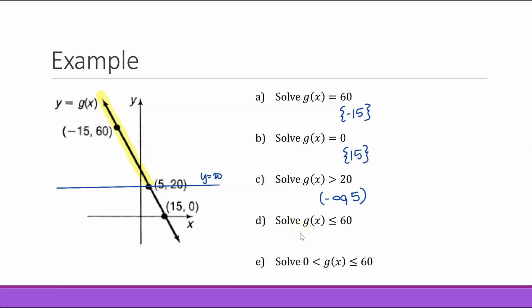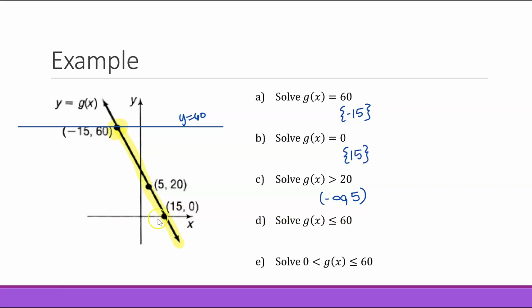So now let's take a look at part D. Let's erase this. Solve, where is g of x less than or equal to 60? So where are the y values less than or equal to 60? I can draw that line at y equals 60 and ask, where is g of x below, less than, or equal to that line? So here's where g of x is directly below this line, thinking vertically up and down, and also right at the intersection point, less than or equal to.